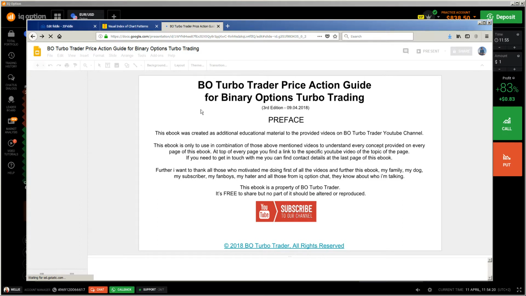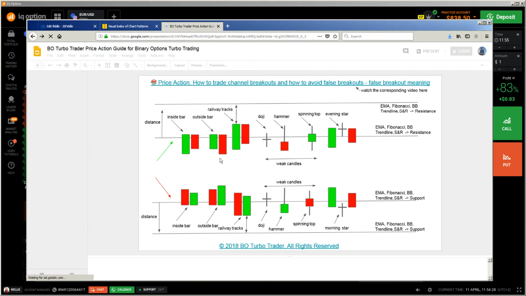What happens here? You see, it's a third edition. I don't know why it's loading again. It's loading really slowly. I have to stop the video for a second. Okay, I don't know what happened here, but no problem. At the end, this is what it's about.